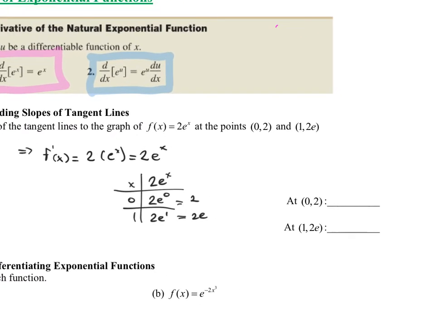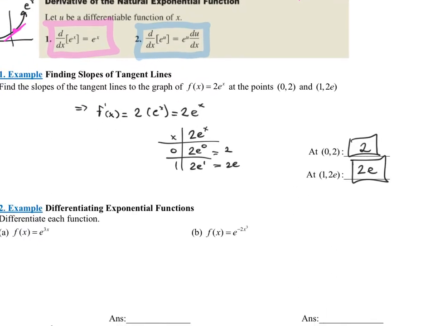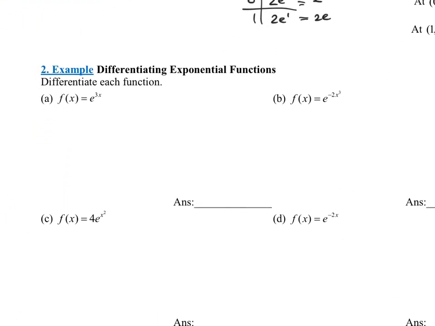So again, this is what I was explaining earlier, that e to the x is one of the really, really cool and unique functions, that the slope at the point is the same as the y value at that point. So we just found that the slope of 2e to the x at the point 0, 2 is 2. And the slope at the point 1, 2e is 2e. So the slope at that point is the y value at that point. Really, really cool functions. So putting a constant multiple, that 2 out in front, doesn't change that concept. It's still the same. Let's go ahead and find the derivative of these exponential functions.